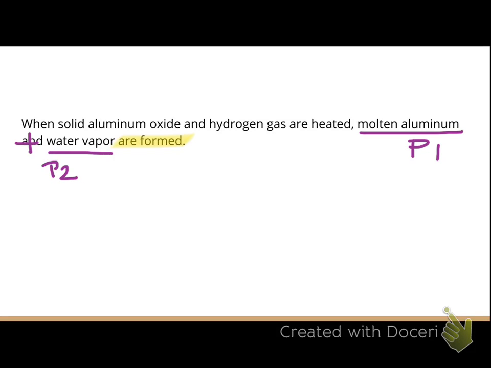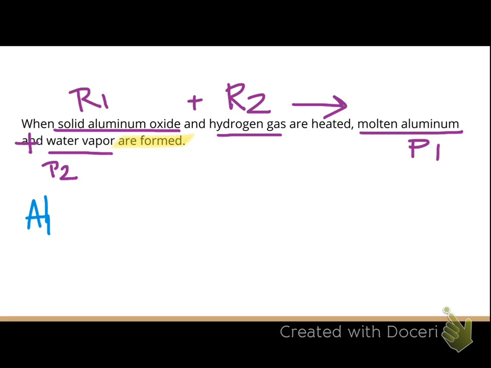So now looking at our reactants, when solid aluminum oxide and hydrogen gas are heated, so that's when the reaction is taking place, reactant 1, reactant 2. All right, so let's take a look at this, write these out. Aluminum oxide is Al2O3, that's an ionic compound, so you've got to balance out those charges, plus hydrogen gas. Remember, hydrogen is a Hofbrickel, so I need 2 of them.